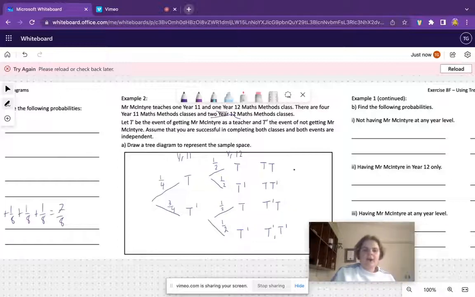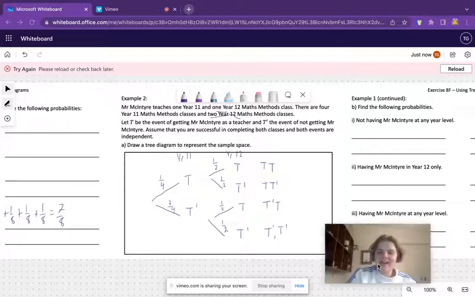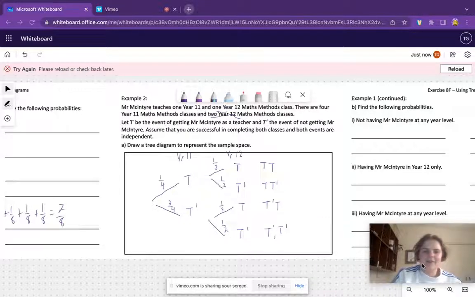And then we want to write our probabilities for each one. Now, this can be tricky, especially if you are not so flash with fractions, and a lot of students aren't, so really take your time here and make sure you get them correct.